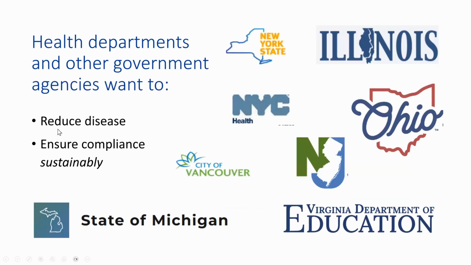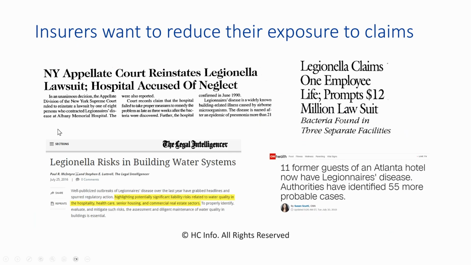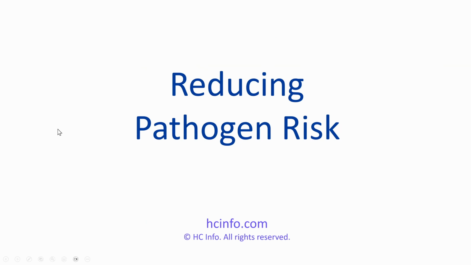Health departments, you want to reduce the risk of disease as well. And if you have regulations for water management programs in your state, you want to ensure compliance and you want to be able to do that effectively. You also want to be able to do it sustainably. If you are an insurer, then you want to reduce health risk too, so you can reduce exposure to claims. So for really all of us, I think what we have in common is we do want to reduce pathogen risk. We agree that that is at least a big part of water management programs for building water systems.